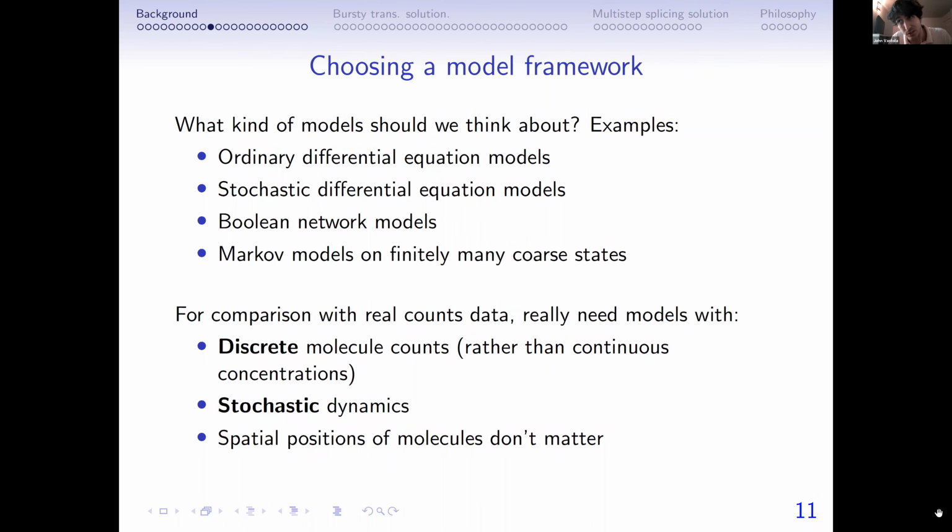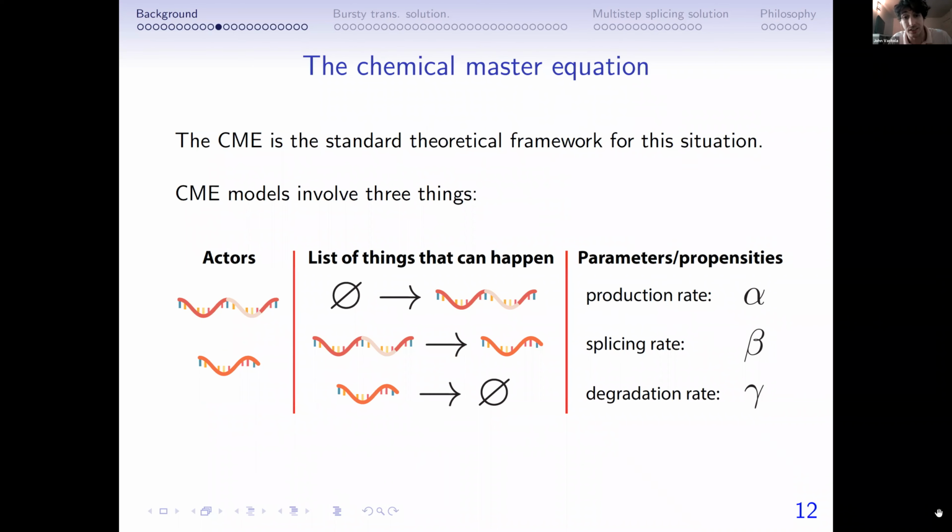Probably don't need so much information about spatial positions. Like I don't need to know that the mRNA is right here instead of right there. Maybe we need compartmental information, like it's in the nucleus versus cytoplasm. But with all these requirements, it turns out that the standard theoretical framework for this is something called the chemical master equation. And models in the framework of the chemical master equation involve 3 things.